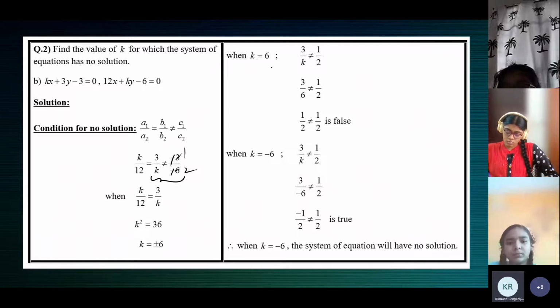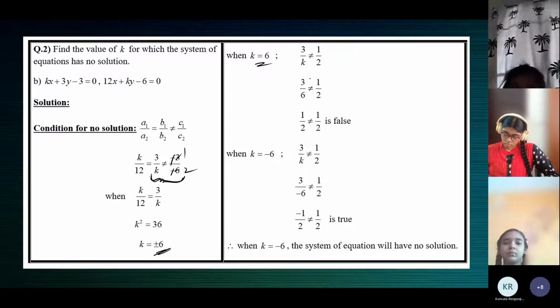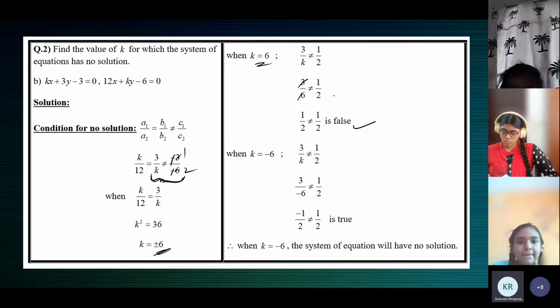Take the value of k when k is 6. We have found two values for k. One is plus 6, one is minus 6. Now when k is plus 6, what is this inequality? 3 by k should not be equal to 1 by 2. But when you take k as 6, 3 by 6 is 1 by 2. So 1 by 2 is not equal to 1 by 2 is false. Meaning they're equal. You should get not equal, but you're getting equal.